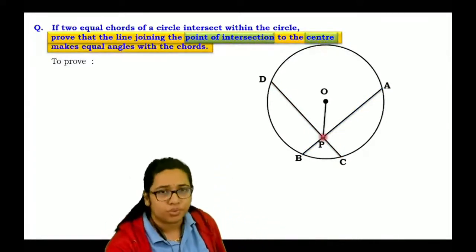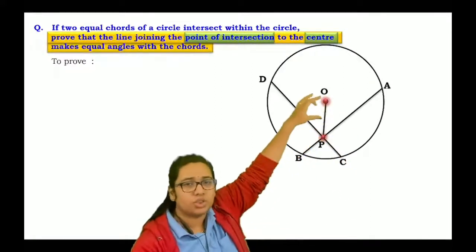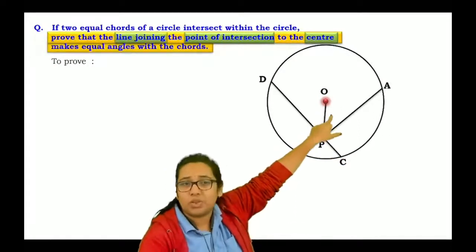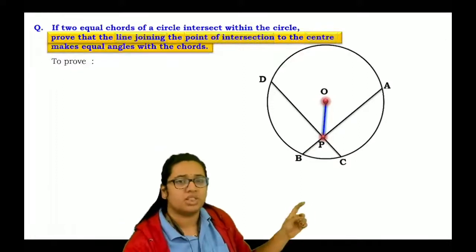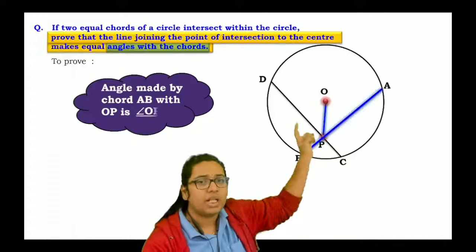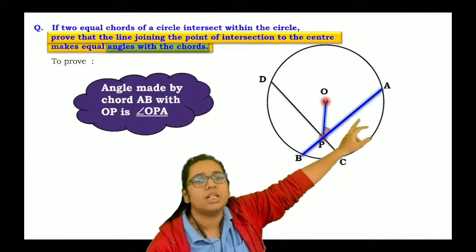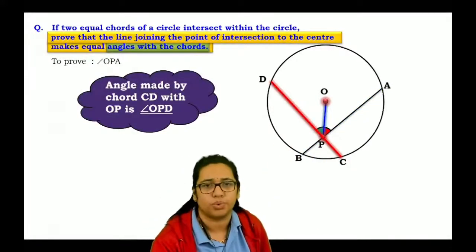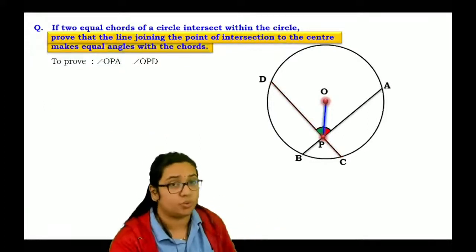We just have to prove that OP, the line joining the point of intersection and the center, makes equal angle with the chord. We just have to prove that angle OPA is the same as OPD. This is what you have to prove. Okay, OPA is the same as OPD.